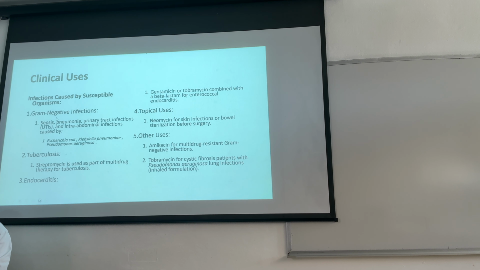Now, uses: here you have a bunch of uses. What's important for you? First of all, they're going to be very effective against gram-negative bacteria. And actually, most of their use is limited to gram-negative bacteria. Then, one of these agents, streptomycin, is used against tuberculosis. And that's something you need to know. Streptomycin is an aminoglycoside used against tuberculosis.